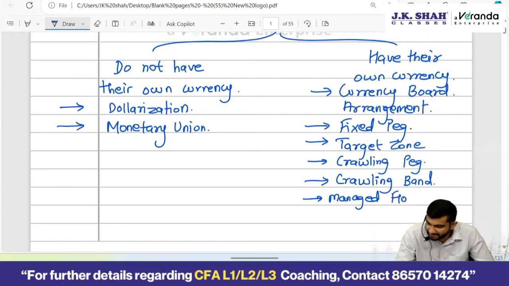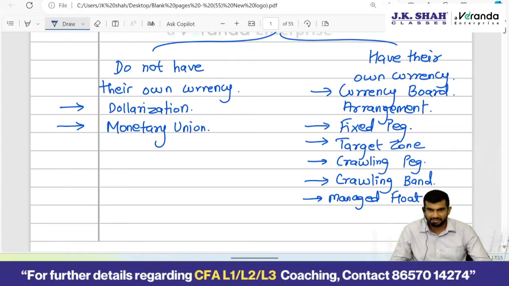Managed float is where a country's central bank will intervene in the foreign exchange markets if the exchange rate is going against its favor. So for example, if the rupee depreciates too much vis-a-vis the dollar, what will RBI do? RBI will pick up dollars from its foreign exchange currency chest and sell dollars in the market in order to depreciate the value of the dollar and appreciate the value of the rupee. That is called managed float.